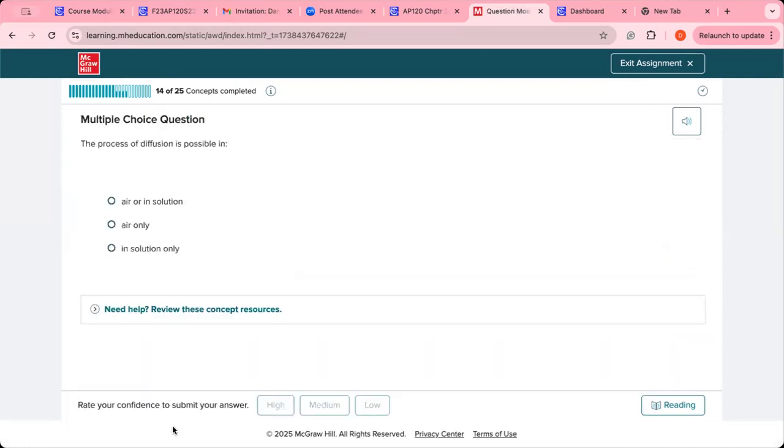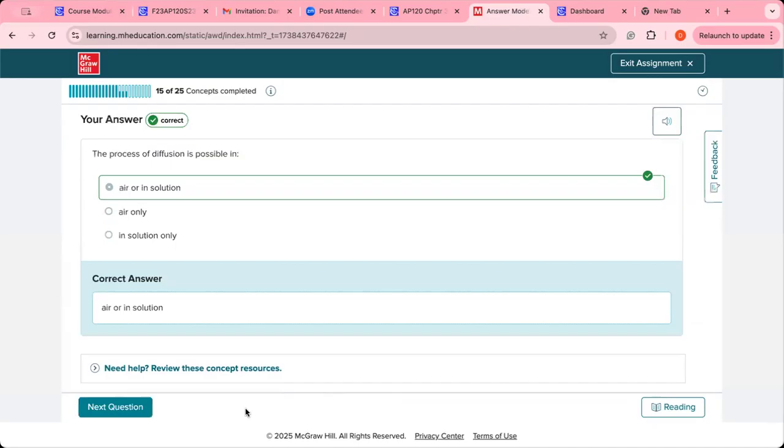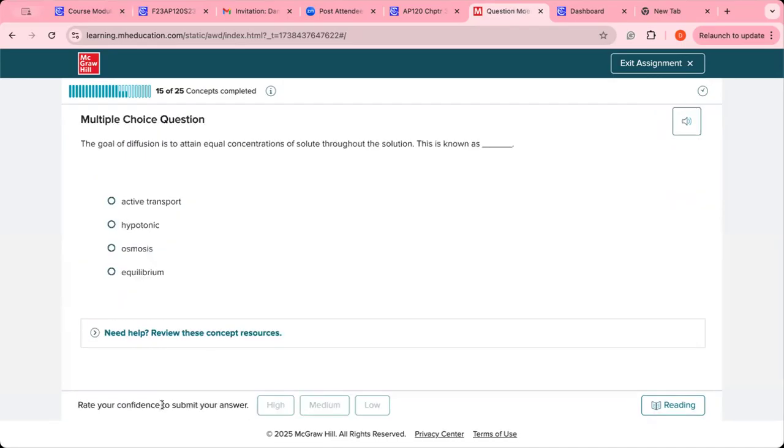The process of diffusion is possible in air or in solution, air only or solution only. It's possible in air and in solution. It's possible in both. You can diffuse through air. Fragrances do that. Perfume does that. The goal of diffusion is to attain equal concentration of solute throughout the solution. This is known as what?